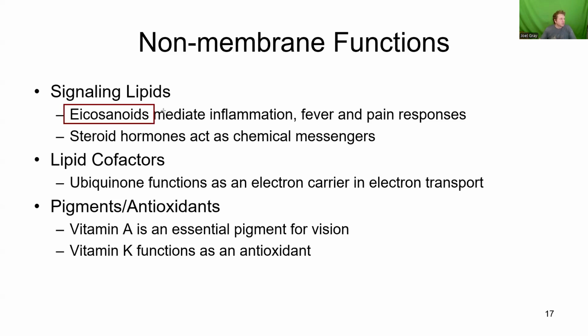Steroid hormones act as chemical messengers. So they go from cell to cell, or from one part of the body to another part of the body to signal, hey, this is important. Lipid cofactors: if you go on to a metabolism class, you'll learn about oxidative phosphorylation and the electron transport chain, and you will learn about ubiquinone, or as I incorrectly called it for quite some time, ubiquinone. This is a molecule that basically helps out with transfer of electrons.